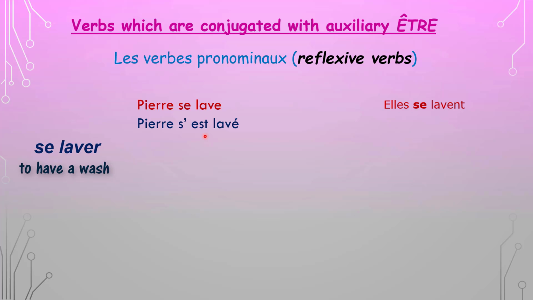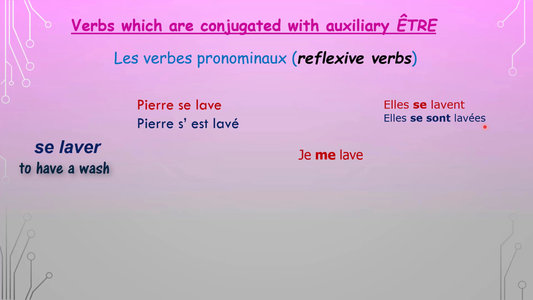Now let's have a look at the second sentence. Elle se lave. Past tense is elles se sont lavées. So the past participle needs to agree with the subject here. Since the subject is feminine plural, we need to add another e and an s at the end for the past participle.